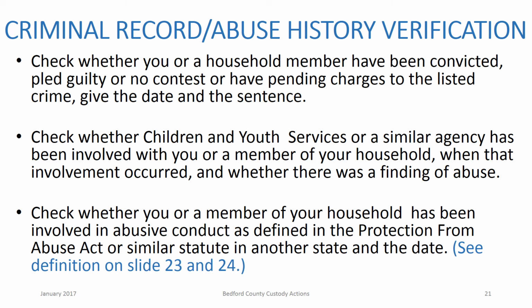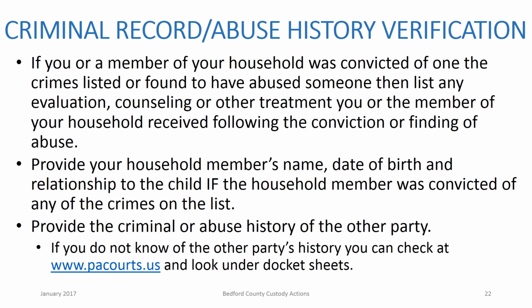If you or a member of your household was convicted of one of the crimes listed or found to have abused someone, then you must list any evaluation, counseling, or other treatment that you received following this conviction or finding of abuse. For example, this could mean drug and alcohol counseling, or a mental health evaluation, anger management classes, or a domestic violence intervention program. You'll also provide your household member's name, date of birth, and relationship to the child if the household member was convicted of any of the crimes on the list.